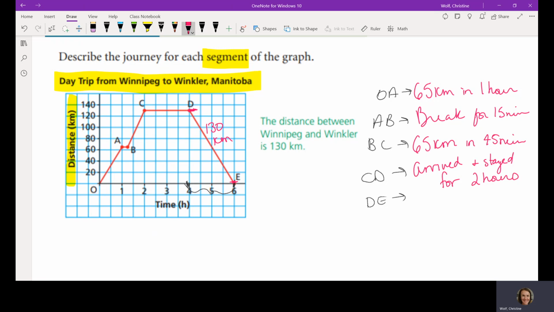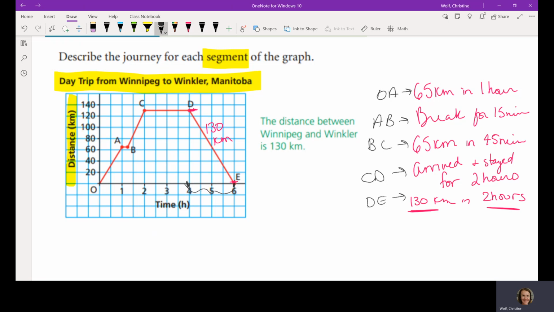So, I mean, there's different things you could write. You could say they returned the 130 kilometers home in 2 hours. You could simply say 130 kilometers in 2 hours. I'm not too sticky on the detail here, as long as you have the distance and the time. That's what I'm looking for. Okay. All right. Last question.